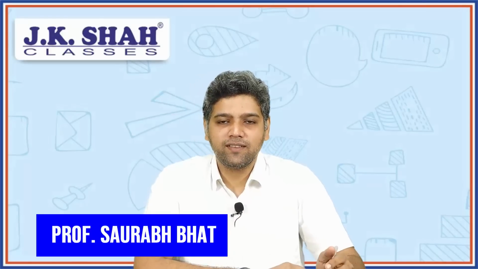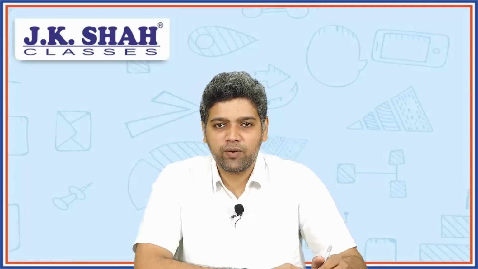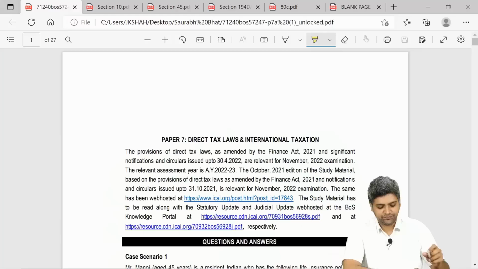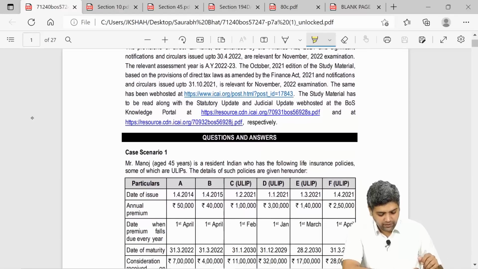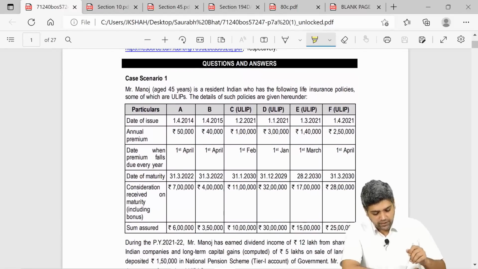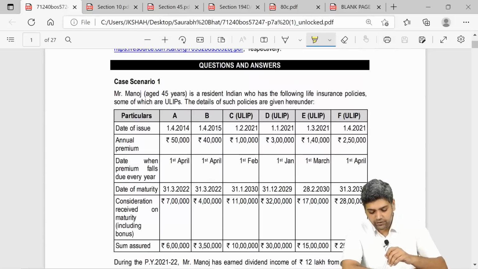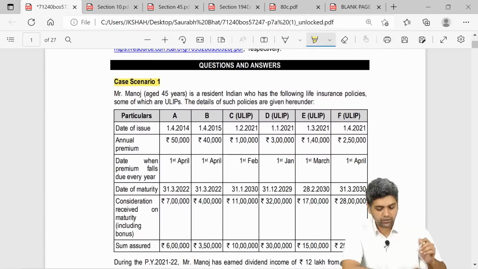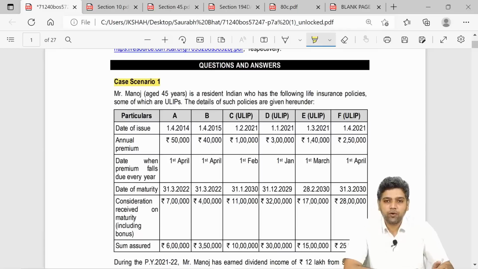Today's topic of discussion is the revisionary test paper of November 22, paper 7, that is direct tax paper. Let's start. As far as the November 22 RTP is concerned, the first case scenario is based on provision of section 45, that is on capital gains. If you remember, Finance Act 2021 introduced a provision to tax the amount received on maturity of ULIPs, that is unit linked insurance plan. This question is based on that.